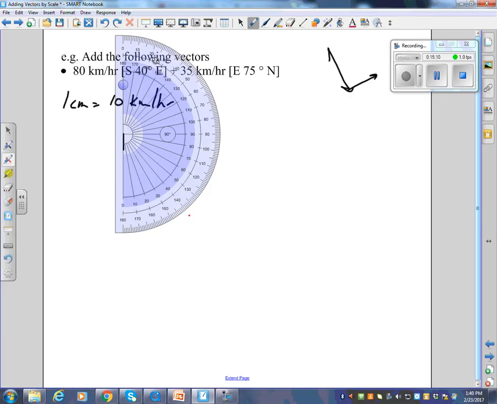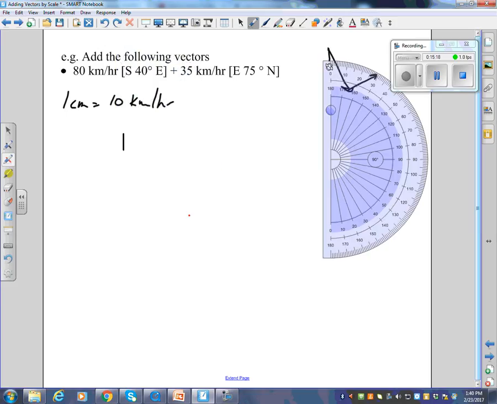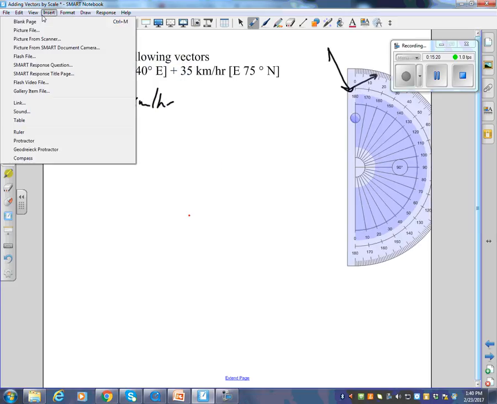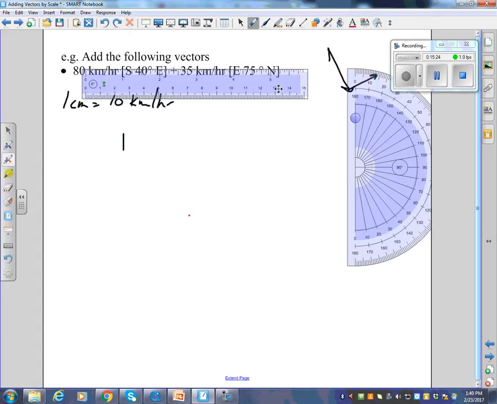Is there a way to do this without drawing it? Like, can you just do the math on this? In grade 12 you can. Yeah. Do it this way. It helps you understand, helps you visualize, it helps you see everything. Which is why I do it this way in grade 11.